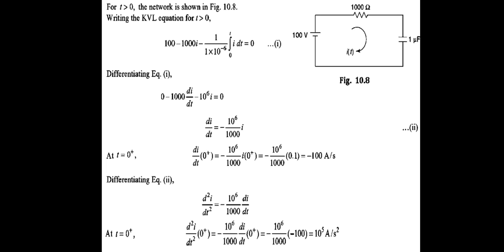dI by dt of 0 plus is minus 100 here. So therefore you may substitute. Then you will get 10 power 6 by 1000 into minus 1, minus into minus is plus. So therefore 10 power 8 by 1000, which is equal to 10 power 5 ampere per second square. This is about the capacitor circuit.